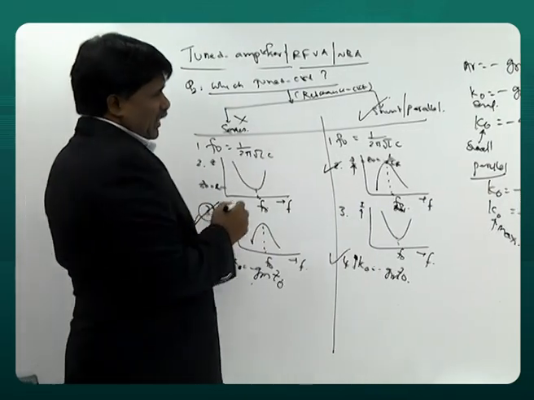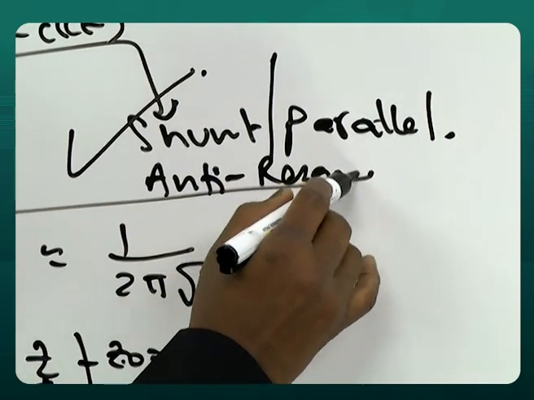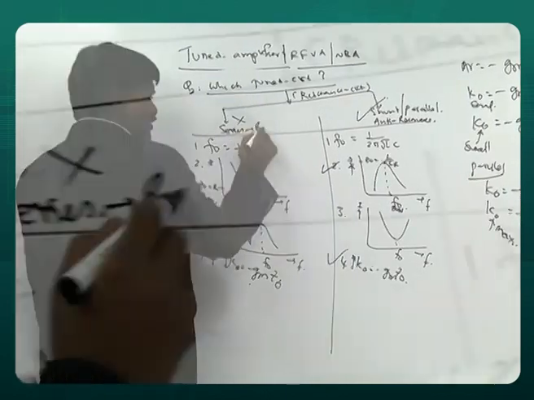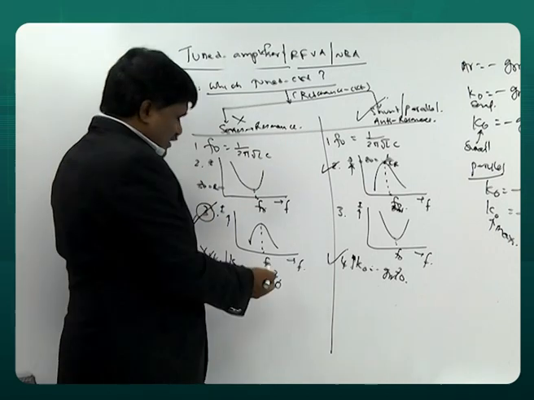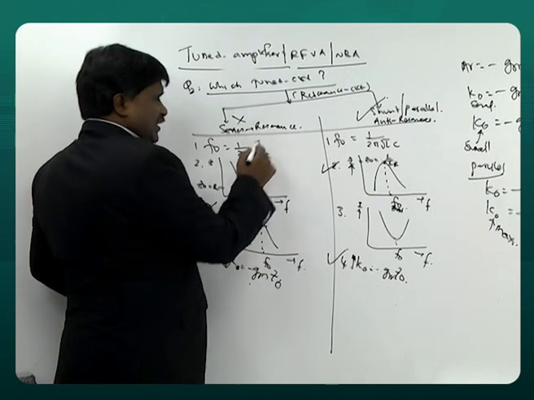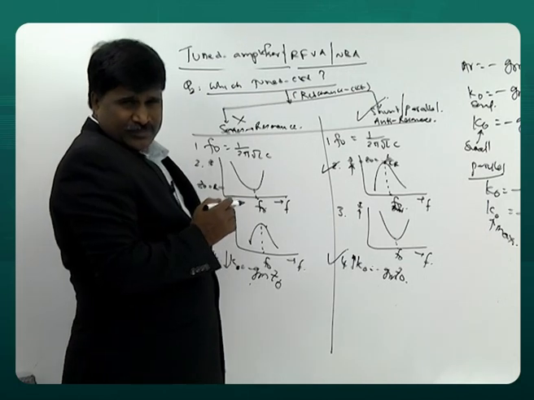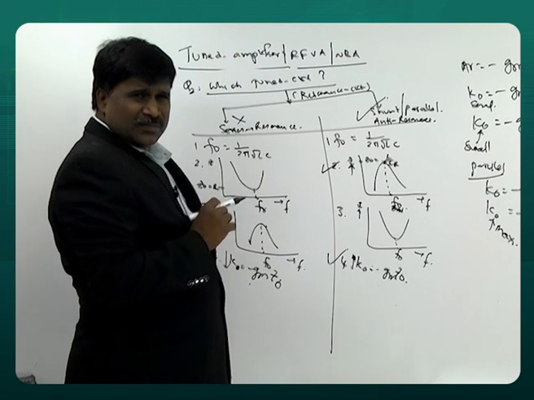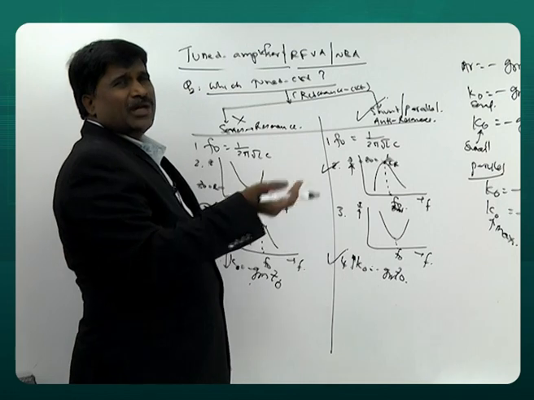In fact, this parallel resonance is also called anti-resonance, because this is called axial resonance. What's the meaning of resonance, by the by? Resonance means current should be high. Because current is high, it is called resonant. Because current is low, it is called anti-resonance. Because in physics, we say anti-resonance means more sound. Here, electrical resonance, we say more current.